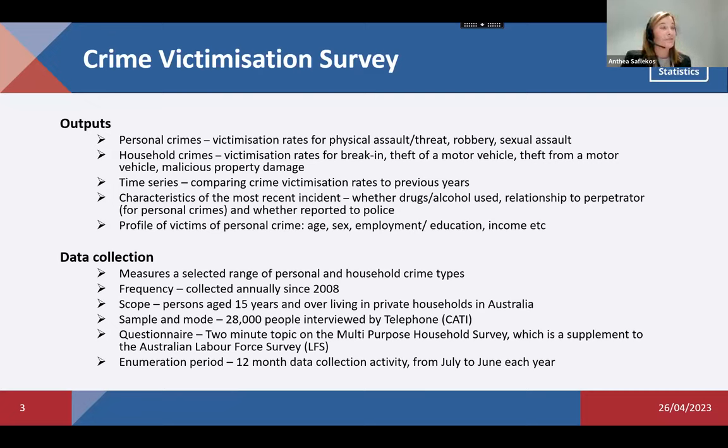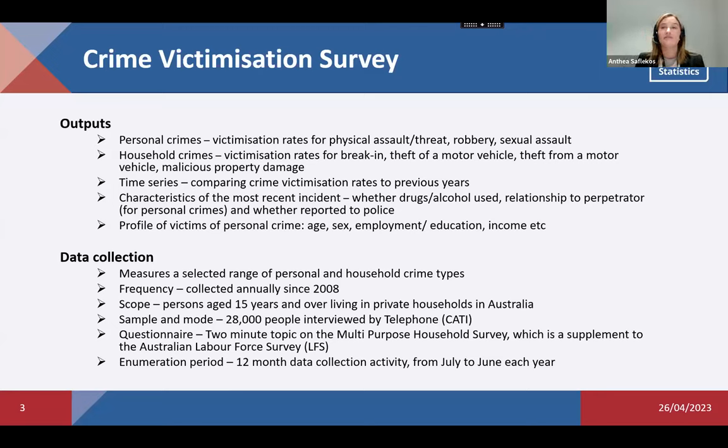What else is really important is we collect information about the most recent incident. So that will tell us information about who the perpetrator was, what happened in the incident, whether drugs or alcohol were used, and whether the incident was reported to police and reasons for not reporting to police.